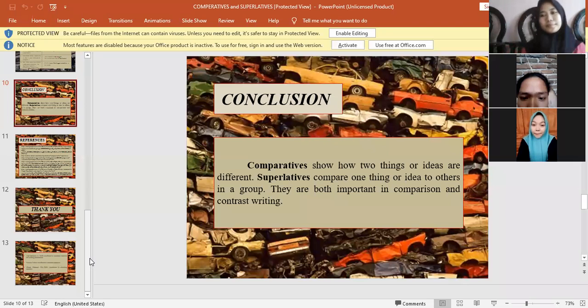Conclusion. Comparatives show how two things or ideas are different. Superlatives compare one thing or idea to others in a group. They are both important in comparison and contrast writing.